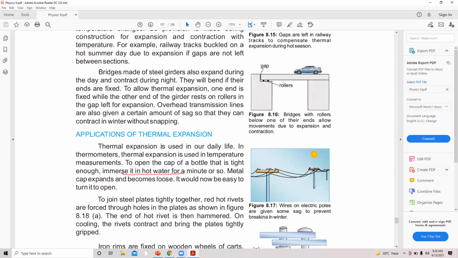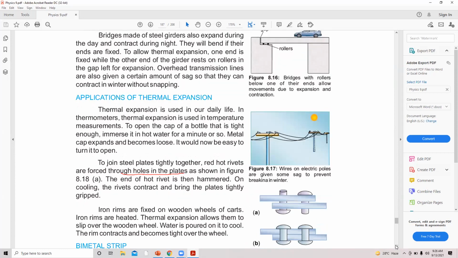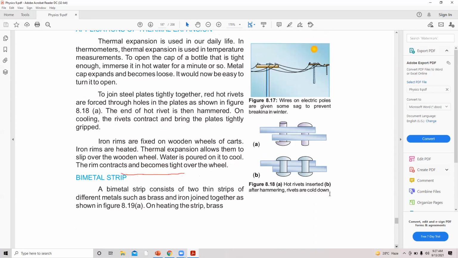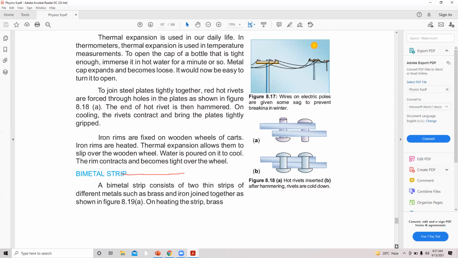Then you have to see the different applications of thermal expansion, how in daily life we are using thermal expansion. The most common example is the thermometer. Then you put the cold water into the hot water to loosen the cap of a bottle, right? So these are all applications of thermal expansion. Then we have discussed the hot driver inserted after hammering, showing figure A and B, right? So these are all the applications. So you have to go through them as well, right?